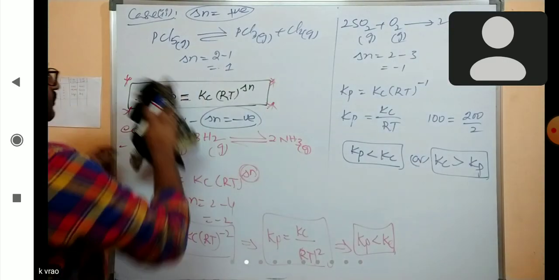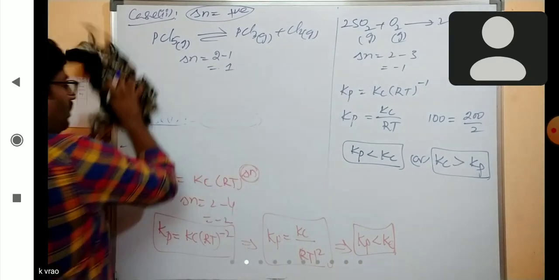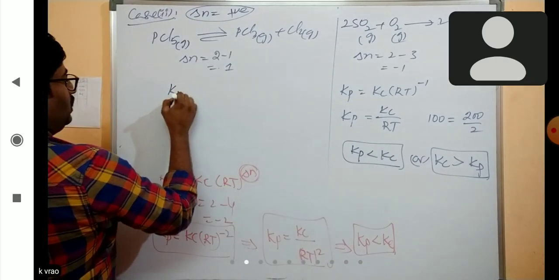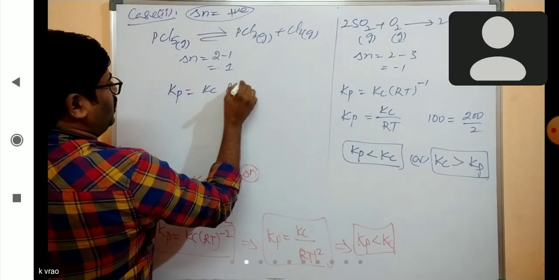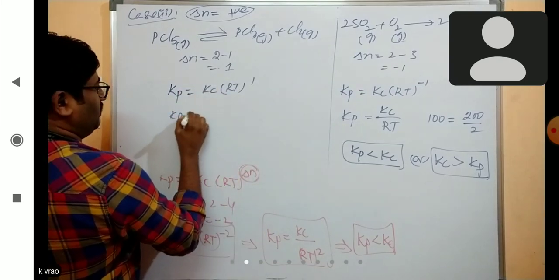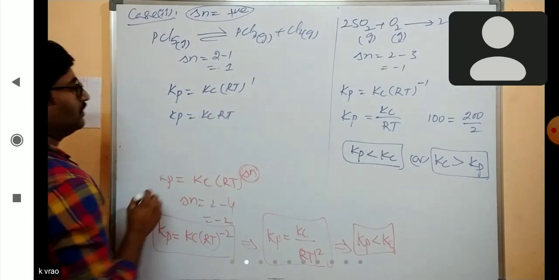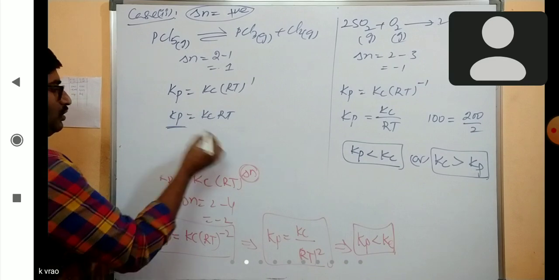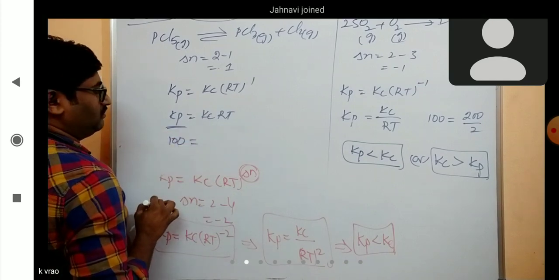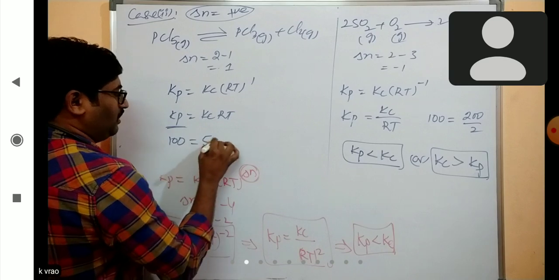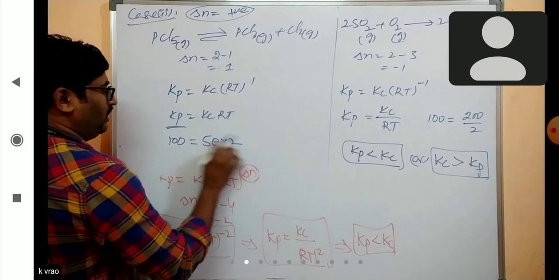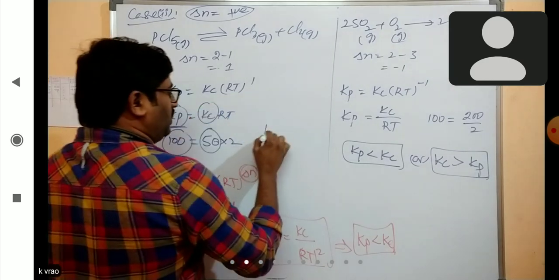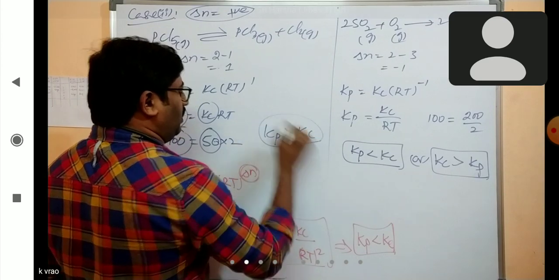Then the relation between Kp and Kc for this reaction is Kp is equal to Kc into (RT) power 1, nothing but Kp is equal to Kc into RT. What is the relation? Kc is multiplied by some value, then you get Kp. To understand, take Kp value as 100: I am taking Kc value as 50 and RT value as 2. 100 is equal to 100. So Kc is 50, Kp is 100. Then Kp is greater than Kc.